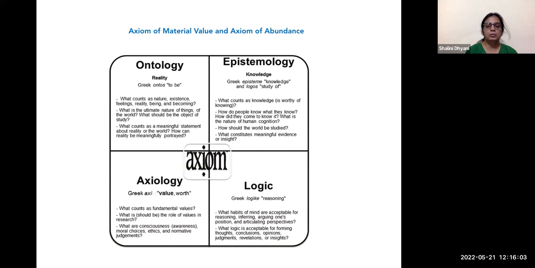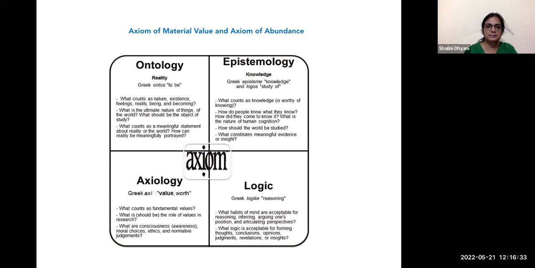What is the ultimate nature of things? Why do we need economic development? And what kind of knowledge do we have? How do people know what they know? And axiology is more about the fundamental values, the consciousness of what we are extracting, and logic, the habit of mind of accepting reasoning, inferring, arguing. So the overall axiom is a philosophical concept of understanding the material values or abundance.